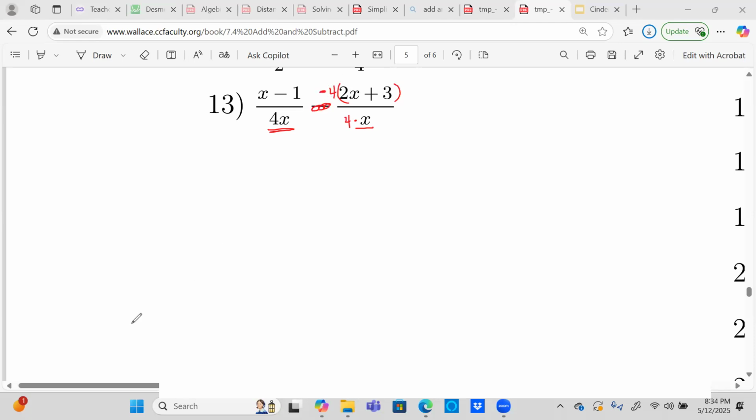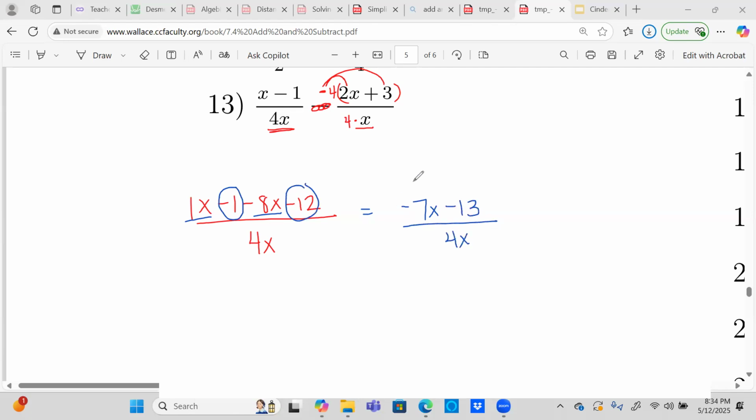There we go. So now we have x minus 1, distribute this negative 4. So distribute, that'd be negative 8x. Distribute, that would be negative 12, all over the common denominator of 4x. There's a 1 there. Combine like terms on the top. 1 minus 8 would give us negative 7x. Negative 1 minus 12 would give us negative 13 all over 4x. Nothing reduces, there's no common factors, you're done.